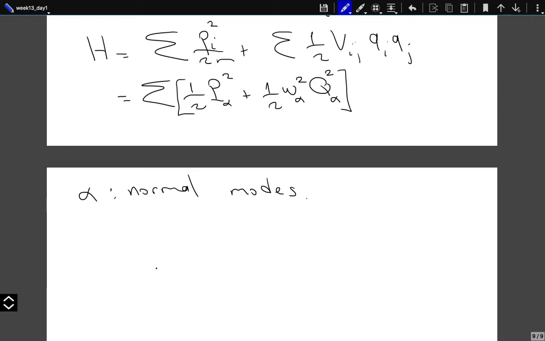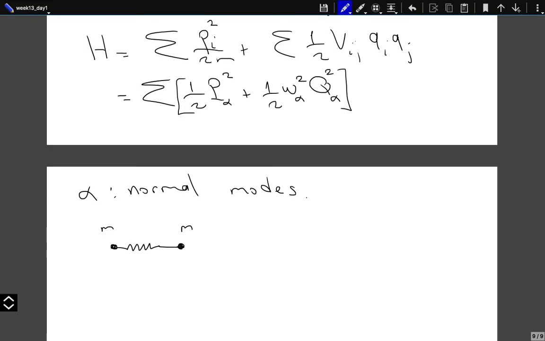For example, a simple case of normal modes: let's say you have 2 identical masses connected by a spring. If you just pull one aside and then release it, this one will start vibrating violently, then this one will start vibrating slowly, and then the other one starts to vibrate not so violently. It just keeps on changing. So this is not a normal mode. This is a mode that changes in time.